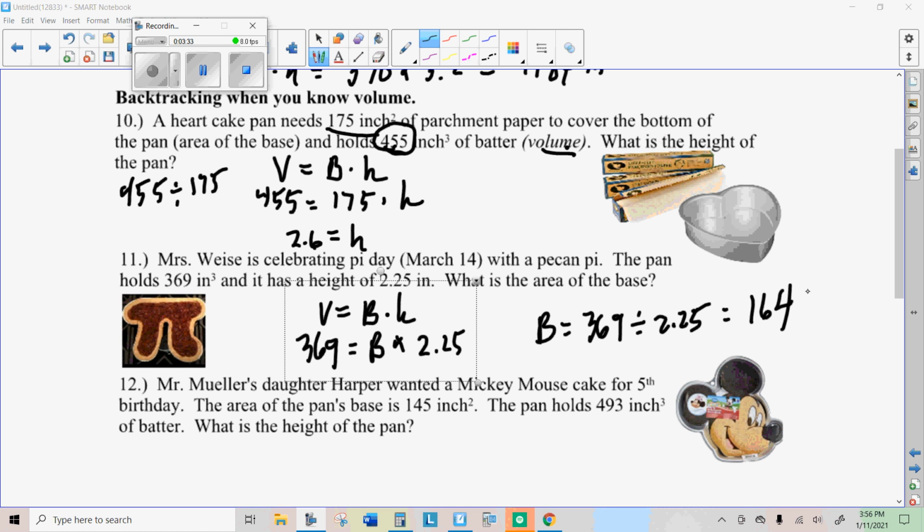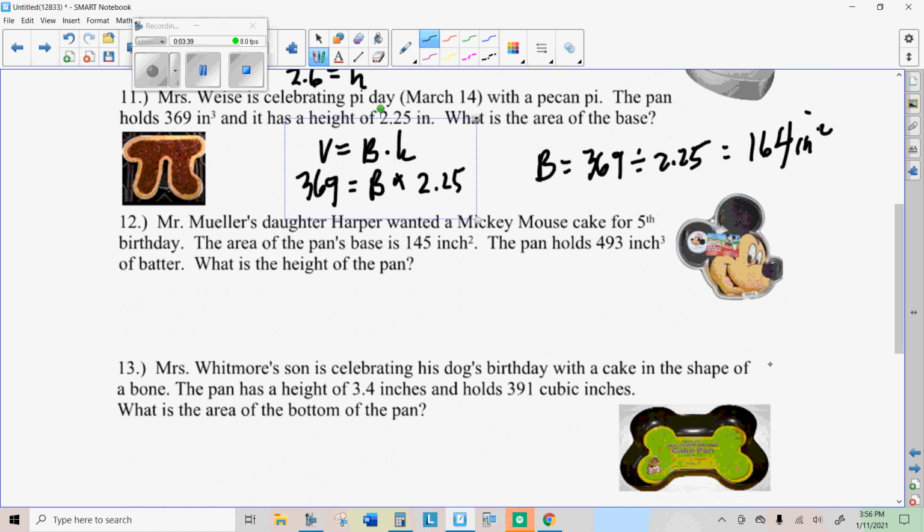So I got 164 square inches for that one. All right, Mr. Miller's daughter Harper wanted a Mickey Mouse cake for her 5th birthday. The area of the pan's base is 145, so that's the area of the base. The pan holds 493 cubic inches of batter. What is the height of the pan?